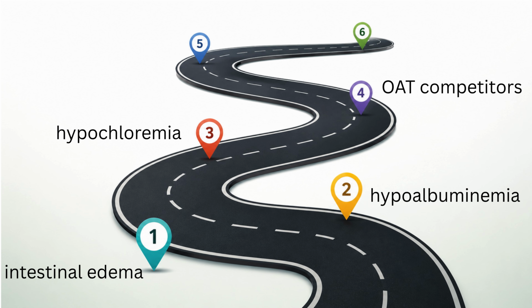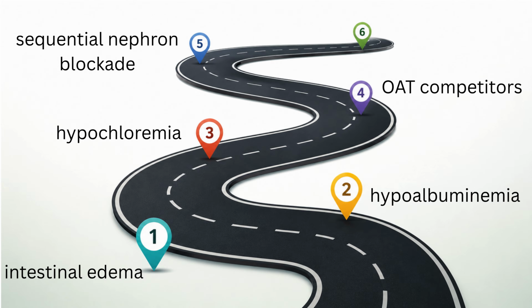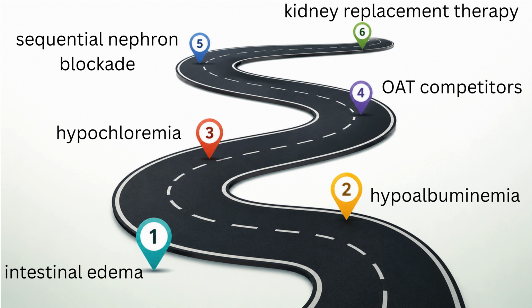Fourth, review the patient's medications. If the patient is taking drugs that compete with furosemide for the OAT transporter, discontinue or replace them whenever possible. Fifth, if we're still not achieving adequate diuresis, perform sequential nephron blockade by combining furosemide with diuretics that act on other segments of the nephron. Finally, if we're still not achieving adequate diuresis despite all these steps, consider kidney replacement therapy, including ultrafiltration or peritoneal dialysis, depending on the patient's clinical condition.